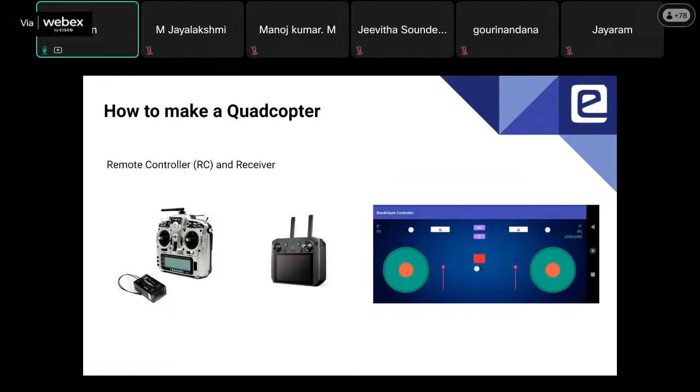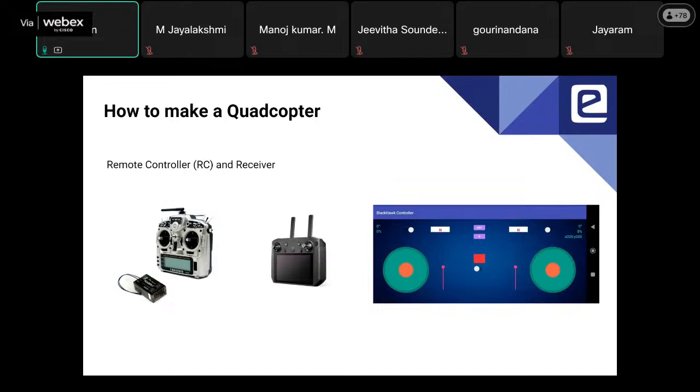Many of you might have seen this. This is a controller, or the transmitter, that we hold in our hand, and this is a receiver that we attach to the drone. This will receive signals transmitted by this controller, and these signals will in turn be given to the flight controller.